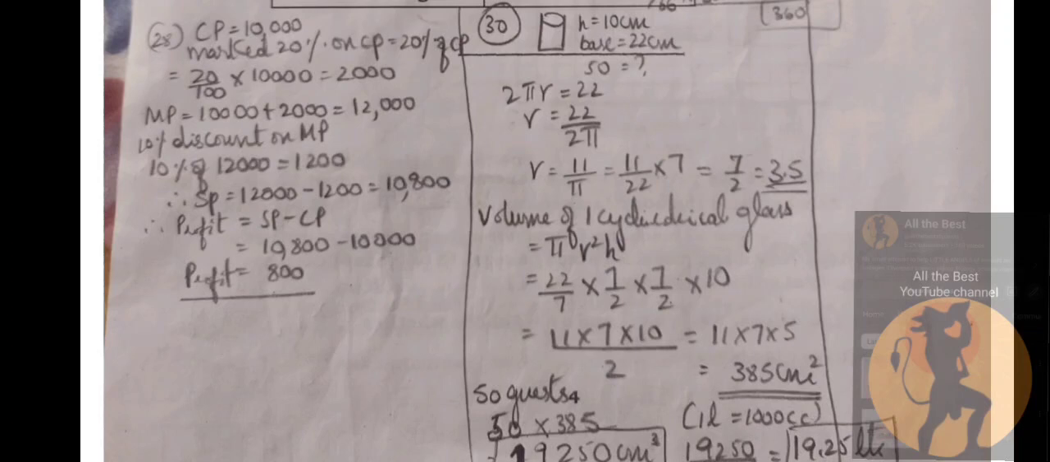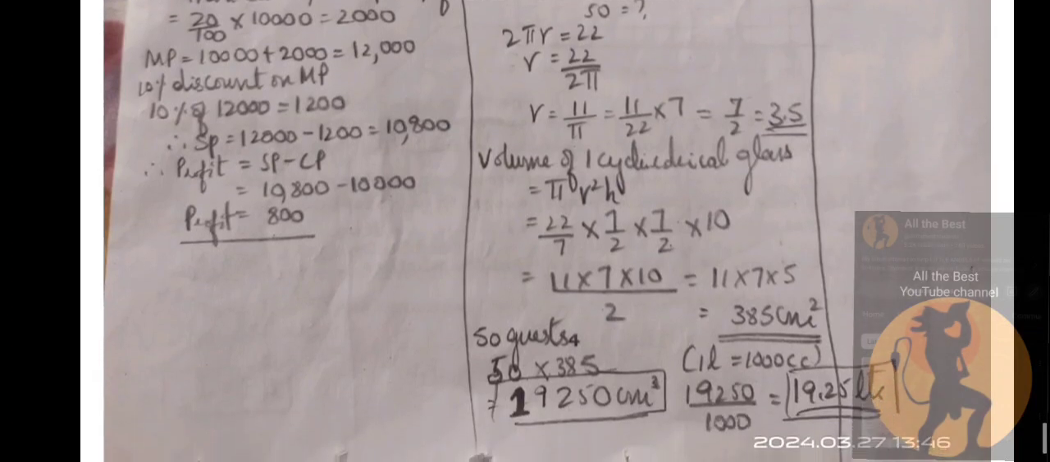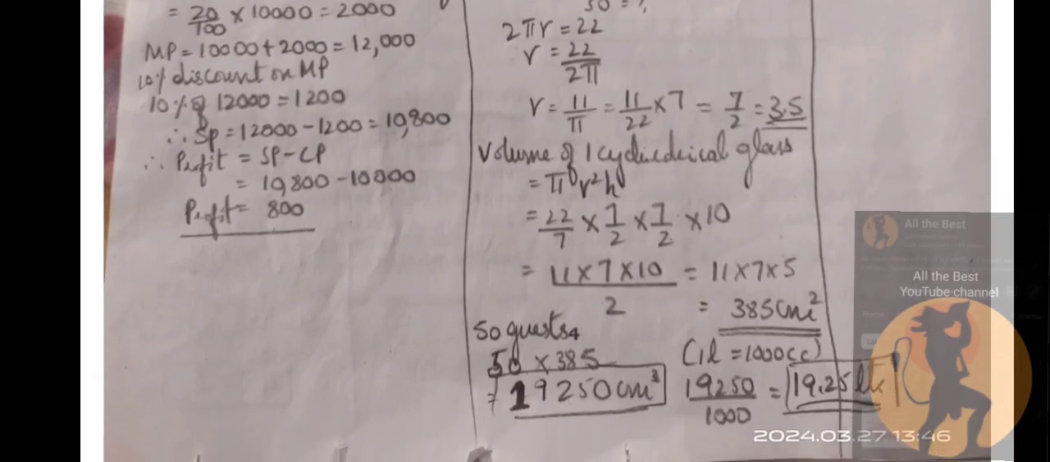The volume of one cylindrical glass is pi r square h. So 22 by 7 into 7 by 2 into 7 by 2 into 10. So 11 into 7 into 10 divided by 2, which is equal to 385 centimeter cube. So for 50 guests, 50 into 385 comes around 19,250 centimeter cube. So 19,250 divided by 1,000 is equal to 19.25 liters.